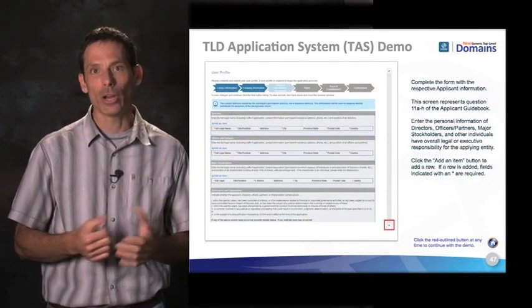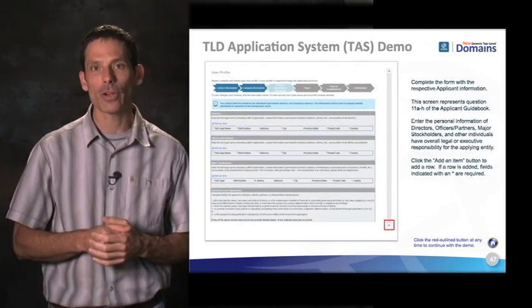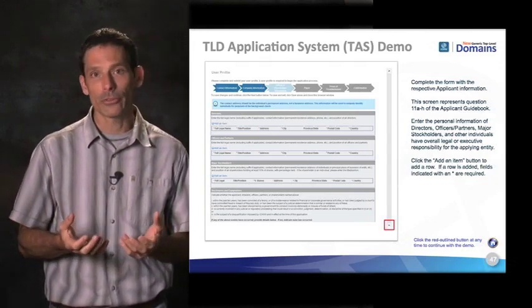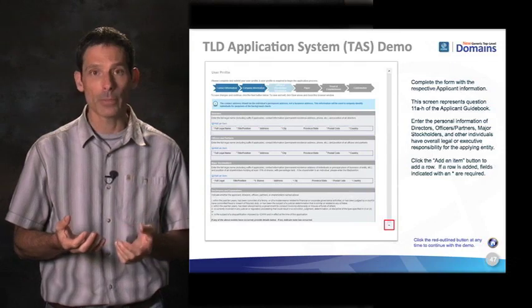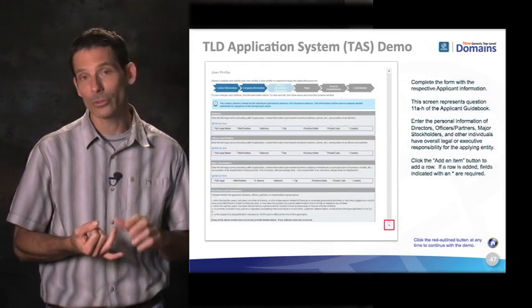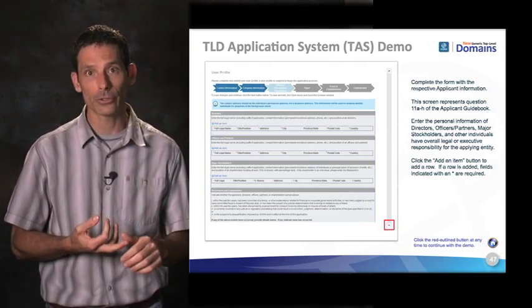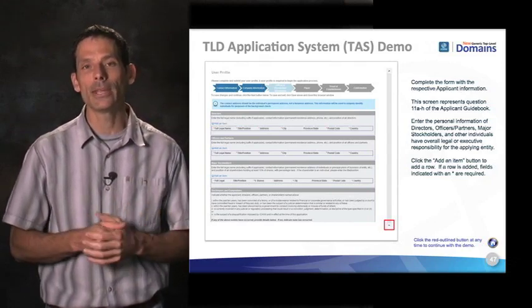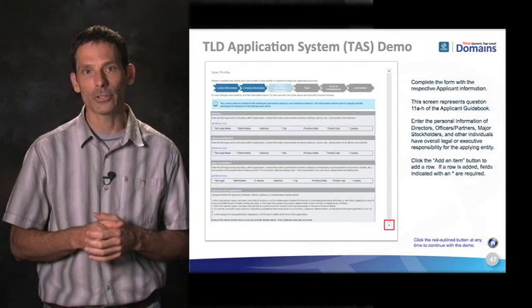So now we're going to collect the officer and shareholder information, and this is all associated with question 11 of the applicant guidebook. This allows the user to enter in information for your officers, your shareholders, your directors, and other people generally involved in the application process or associated with the entity who's actually submitting the application.